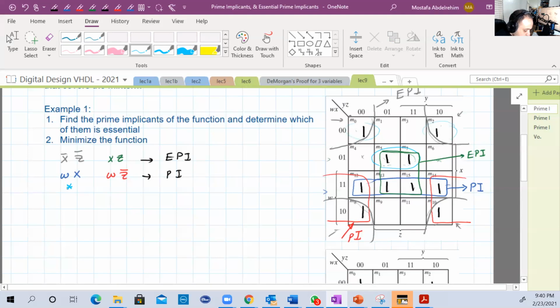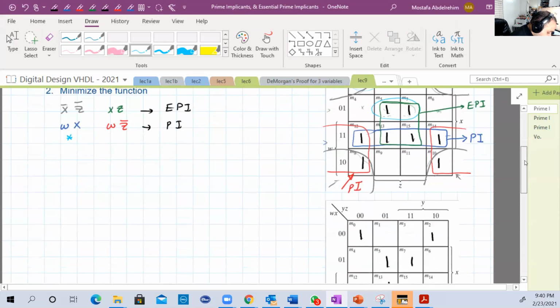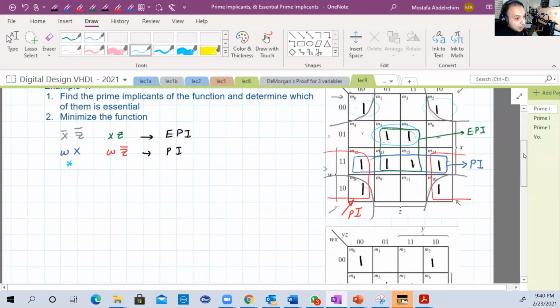But at that time, don't exclude the red. Can we exclude the red? Yes, you can exclude the red. Why? Again, because all its ones are contained in other groups. But at that time, if you exclude the red, don't exclude now the blue. And I'm gonna show you now. So let's exclude the blue.